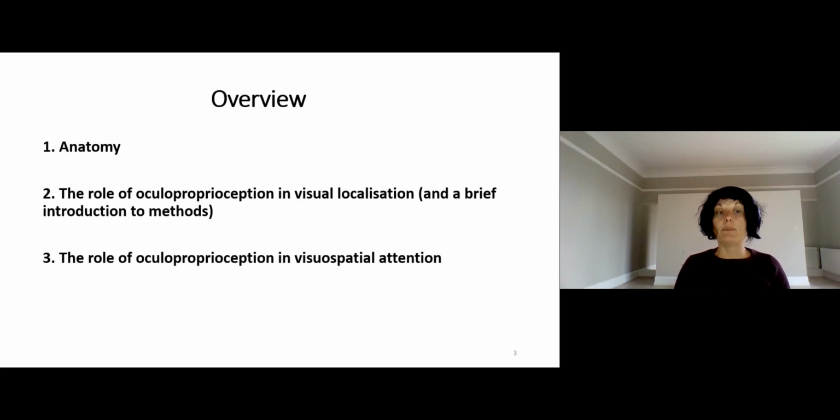And finally, in the third part of the talk, I will introduce the function of ocular proprioception in visuospatial attention, which is a rather recently discovered function. I will also delve into pathophysiology to look at a possible connection between a disorder of gaze and an attention dysfunction in patients with spatial neglect. So let's begin.